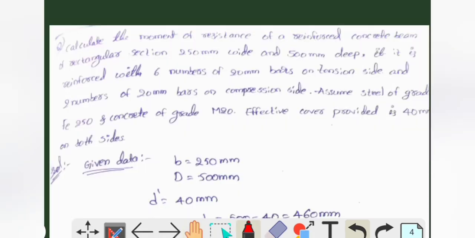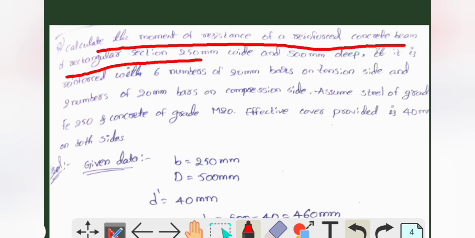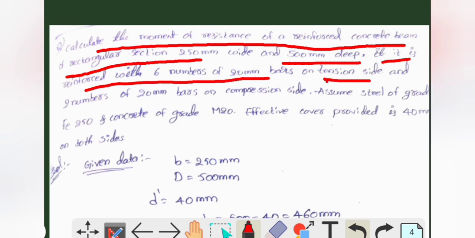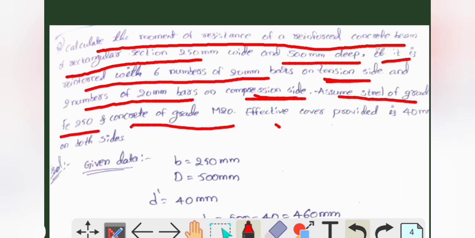Let us see one example. Calculate the moment of resistance of a reinforced concrete beam of rectangular section 250 mm wide and 500 mm overall depth. It is reinforced with 6 numbers of 20 mm bars on the tension side, that is tension reinforcement, and 2 numbers of 20 mm bars on the compression side, that is compression reinforcement. Assume steel of grade Fe 250 and concrete of grade M20, and effective cover provided is 40 mm on both sides. This is the question.